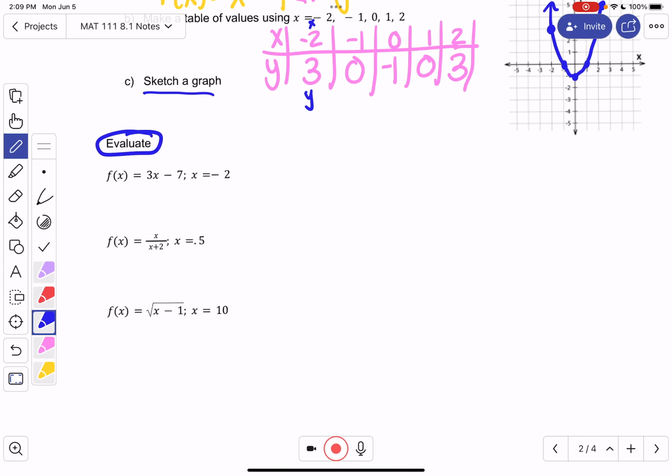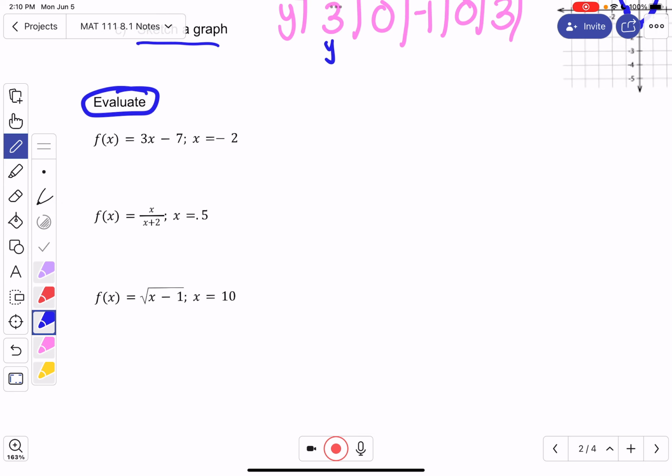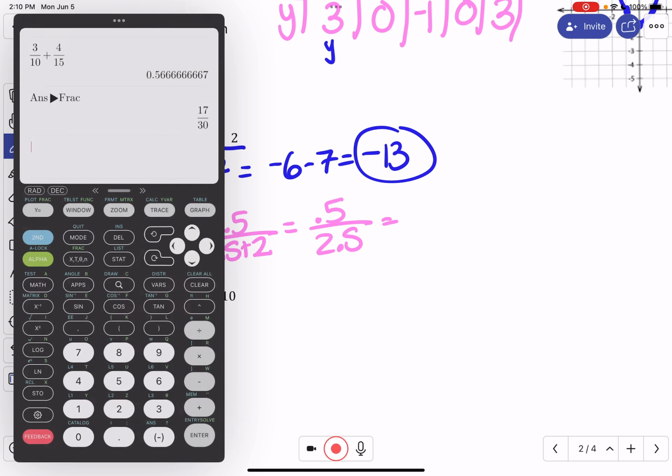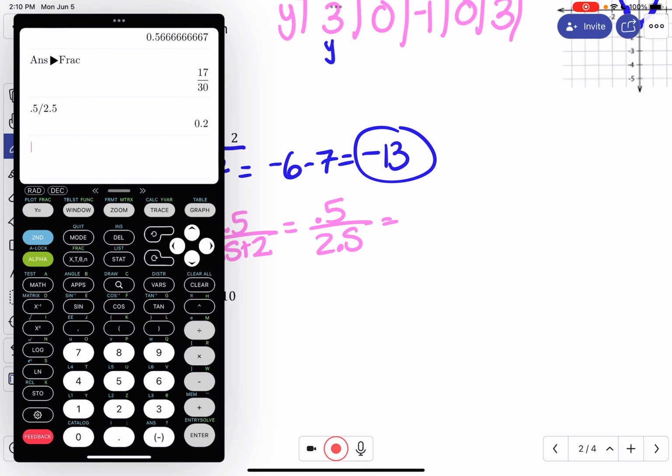Evaluate. Like with our rational functions in chapter 7, we're just taking the number they give us and plugging it in. So here we're saying x equals -2. Now we solve. 3 times -2 is -6. -6 minus 7 is -13. The next one is 0.5. So we're saying 0.5 over 0.5 plus 2 would be 0.5 over 2.5. And because it's better to not have decimals in your fractions, if we were to type that right in the calculator, 0.5 divided by 2.5, you would either get 0.2, or if you hit math enter, you'd get the fraction 1/5. Either of those would be fine.